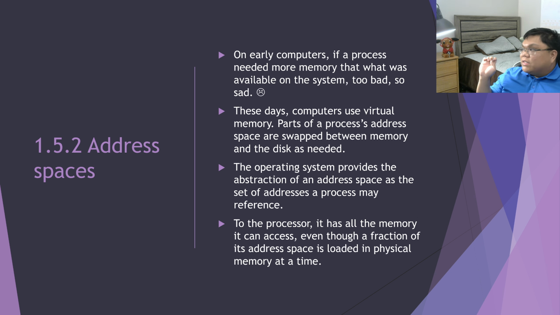Instead, we use virtual memory. Parts of a process's address space are swapped between memory and the disk as needed. So the operating system provides an abstraction. There's that A word again, abstraction. It provides the abstraction of an address space as the set of addresses a process may reference. As far as the process is concerned, it has all the memory it can ever access, even if only a small part of that memory is loaded into physical memory at a time.